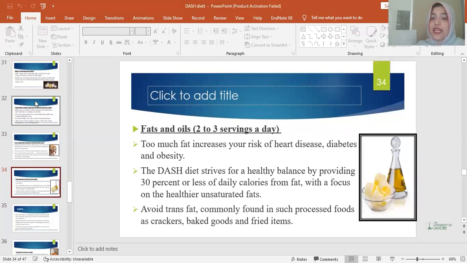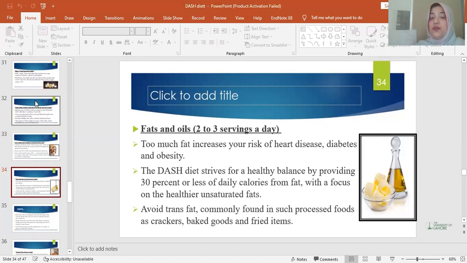The DASH diet strives for a healthy balance by providing 30% or less of daily calories from fat, which focuses on healthier unsaturated fats. Try to avoid saturated fats such as ghee, butter, cream, lard, and focus on adding polyunsaturated fatty acids and monounsaturated fatty acids, like plant oils such as olive oil, canola oil, sunflower oil. These are the best to opt for as compared to saturated fat like ghee, butter, and lard, etc.